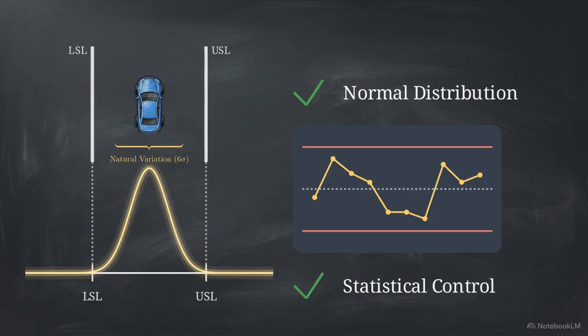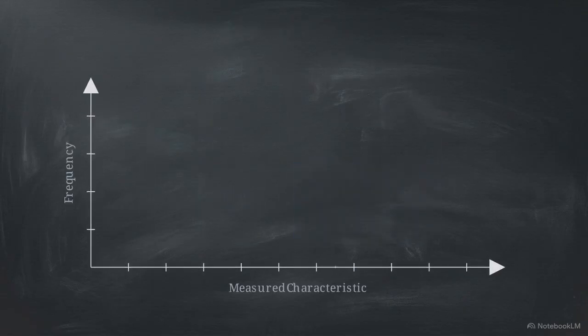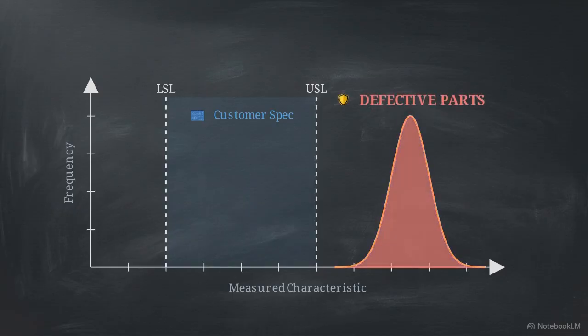Before you can run any capability math, two conditions must be strictly met. First, the output must follow a normal distribution. Second, the process must be in a state of statistical control. If special causes of variation are active, your capability calculations will be completely invalid. Stability comes first. It is entirely possible for a process to be in control, but not capable. You might have a highly predictable, tight bell curve of data, but if it falls completely outside your specification limits, you are reliably producing defective parts.